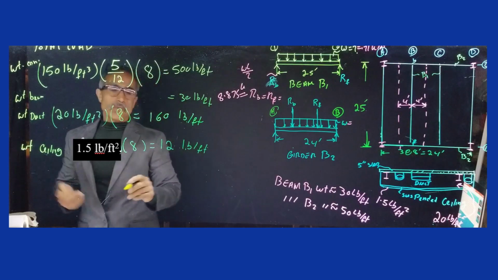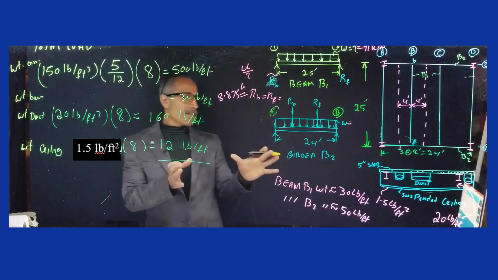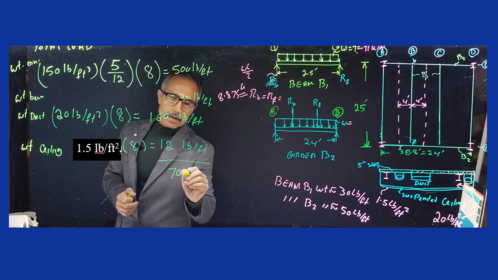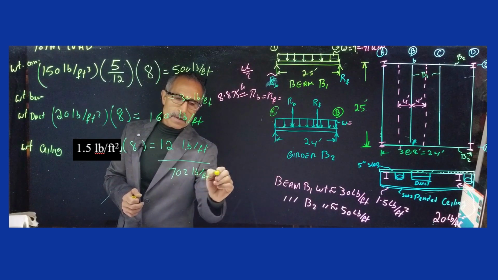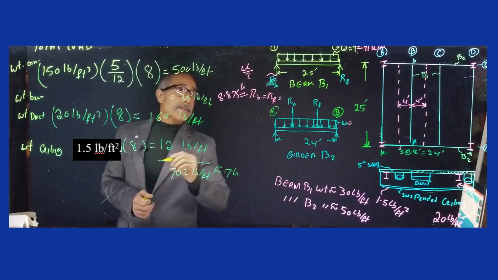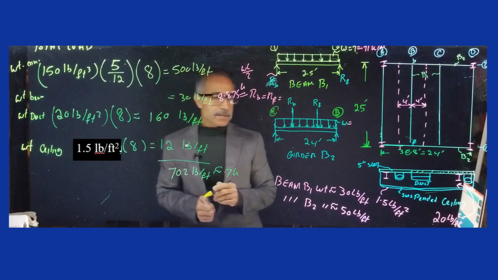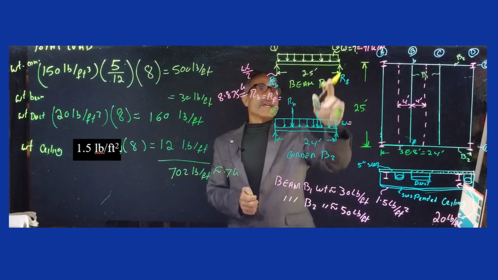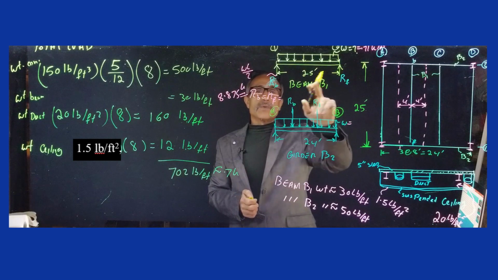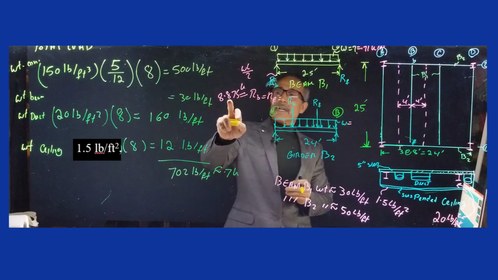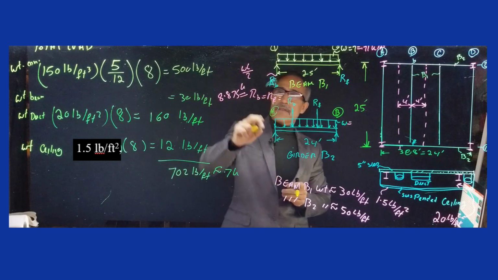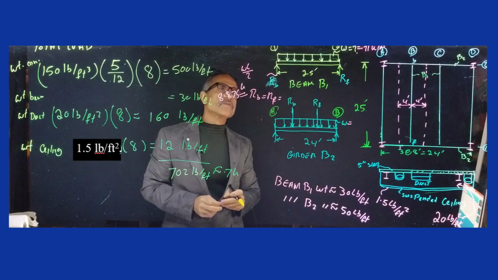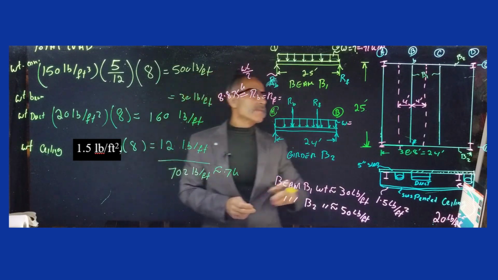So the total dead load that we have comes out to 702 pounds per foot. Let's call it 0.7 kip, or 0.71 as I have up there. So 0.71 kip per foot is going to be right here, and the reaction force we calculate comes out to 8.75. That was the beam B1.